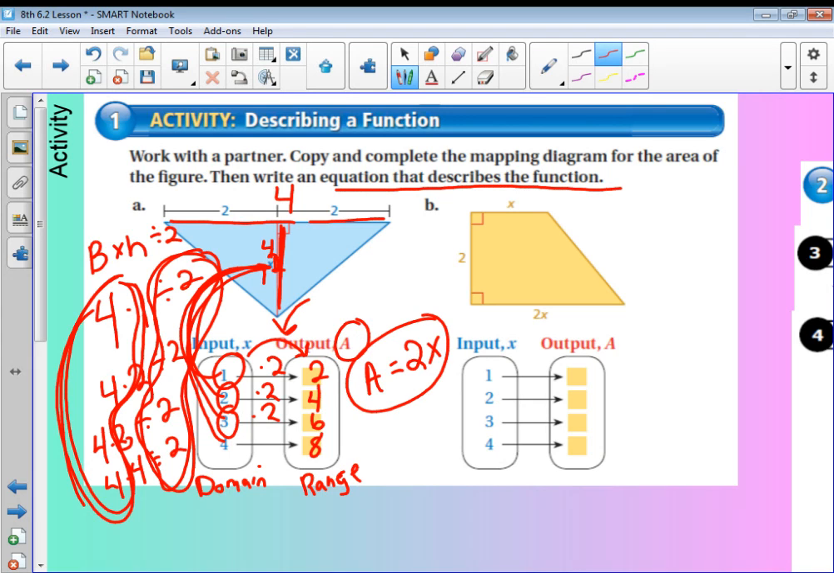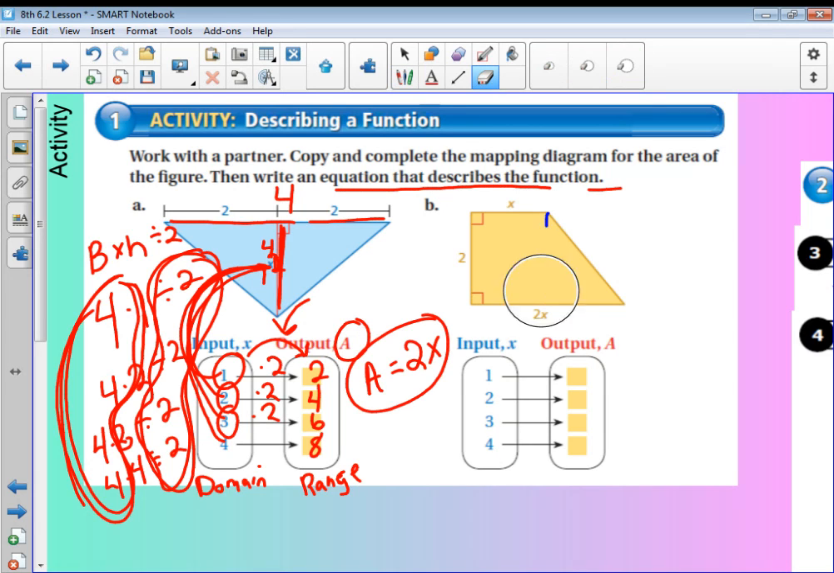Okay, so let's go ahead and look at letter B. Letter B is working with a trapezoid. Normally at your level, we might split this into 2 pieces. We might split it into 2 triangles, or into a rectangle and a triangle. Just to make this a little easier, I'm going to teach you another method.